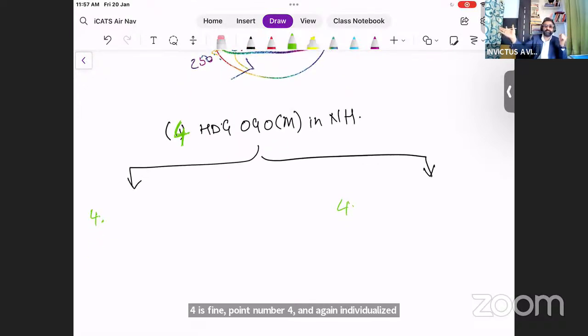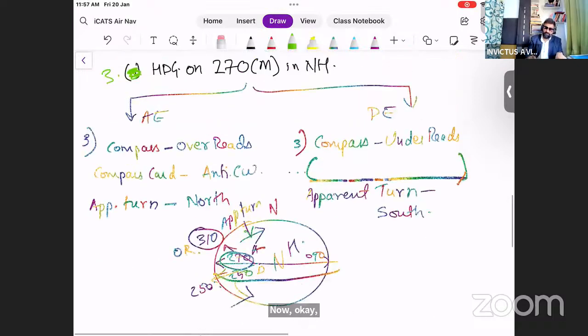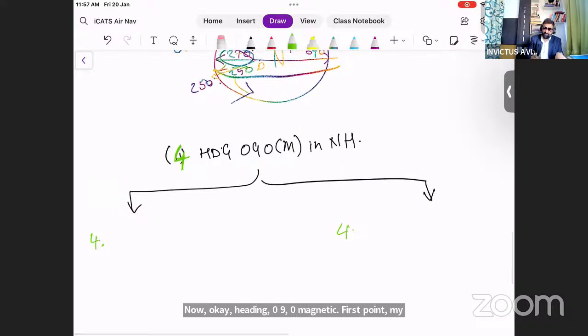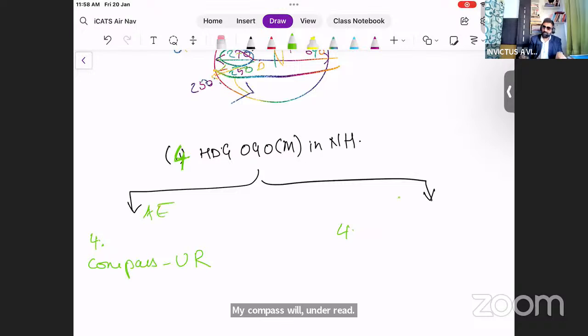Heading 090, what is happening to my compass: underread, overread, apparent turn. That's it. Acceleration errors will have only these major points now. Okay. Heading 090 magnetic. First point, my compass underreads or overreads. My compass will underread during acceleration error. During deceleration error, the opposite will happen. My compass would overread.